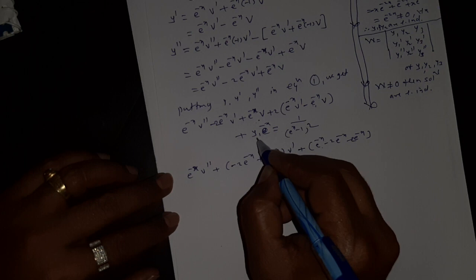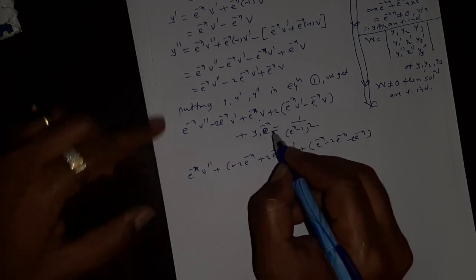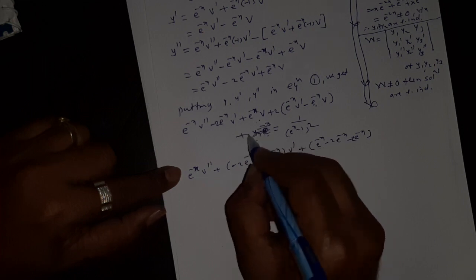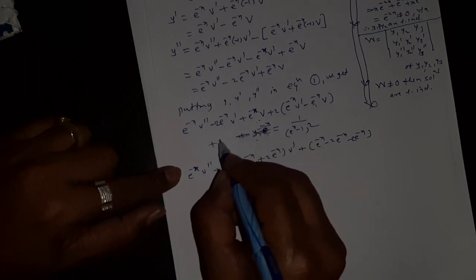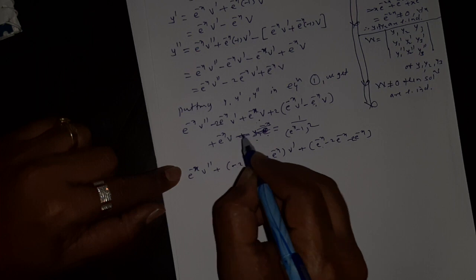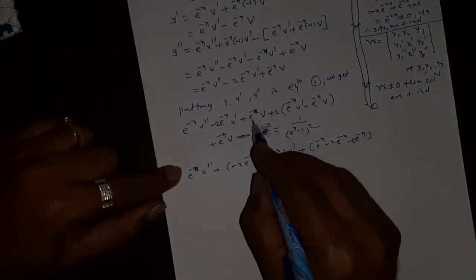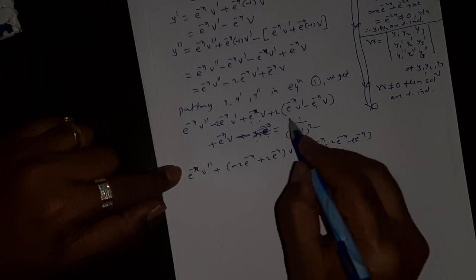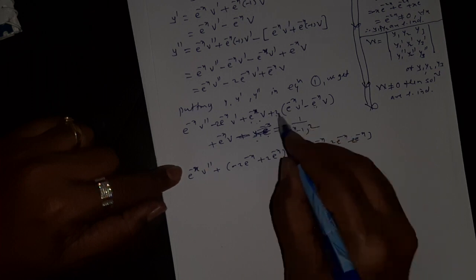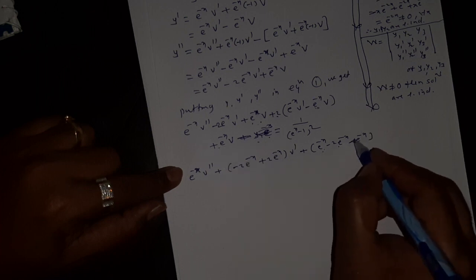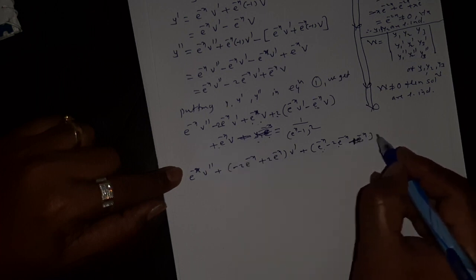Y1, the value of y is y1 v. That is what? Y1 v. This is y1 v, e raised to minus x. So the coefficient of v are what? E raised to minus x minus 2 times e raised to minus x plus e raised to minus x.